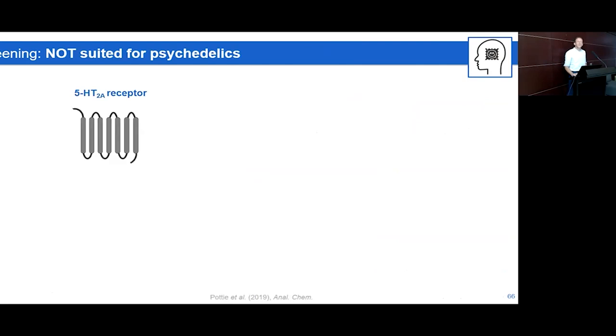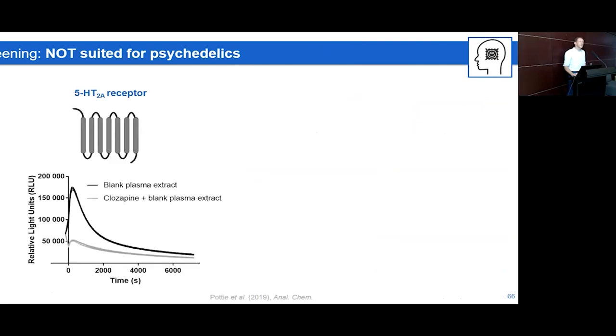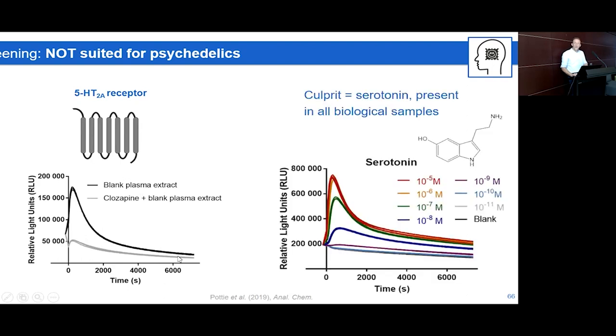I didn't include that for the sake of time. It's not suited for psychedelics, primarily because of this. Psychedelics work on the serotonin 2A receptor. If we look at blank plasma extracts, we get a positive result in every plasma or urine sample, simply because serotonin is present in plasma and urine. We could also demonstrate that if we block the receptor with clozapine, we can bring this signal down. Also, serotonin by itself gives a concentration-dependent response in our assay.